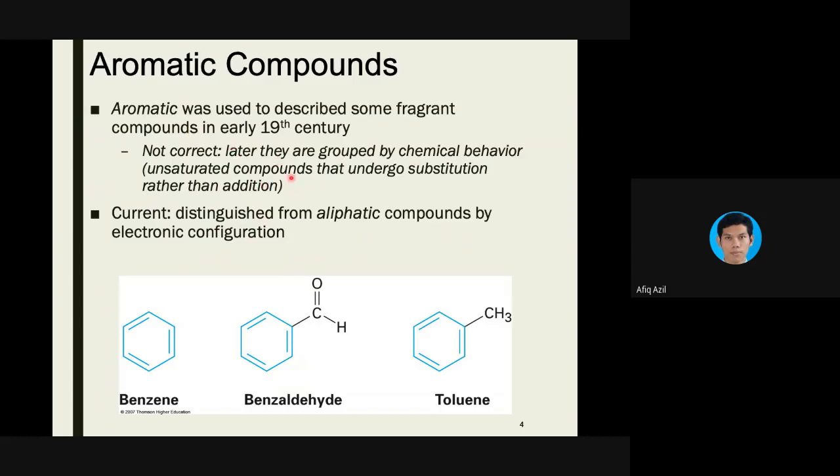So, unsaturated compounds that undergo substitution rather than addition. Unlike alkene or alkyne, which can undergo addition reaction, the electrophilic addition reaction in Unit 6, what you have learned in your second semester. Nowadays, it is distinguished from aliphatic compounds by electronic configuration. Electronic meaning it involves electrons.